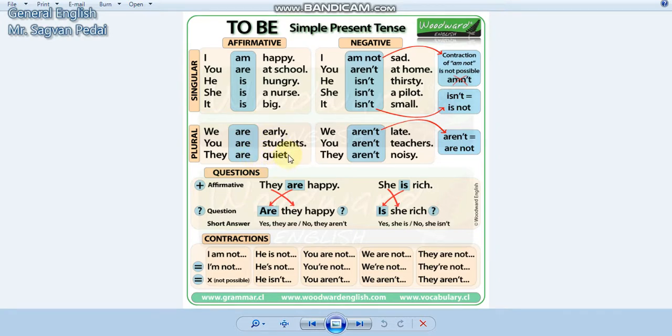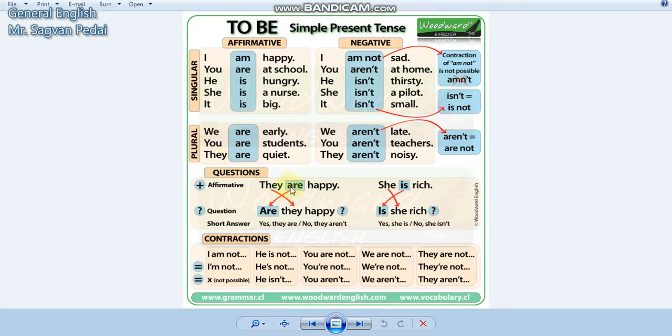Are they happy? They are happy. Question, interrogative. Yes, they are. No, they aren't. She is rich. Is she rich? Yes, she is. No, she isn't.